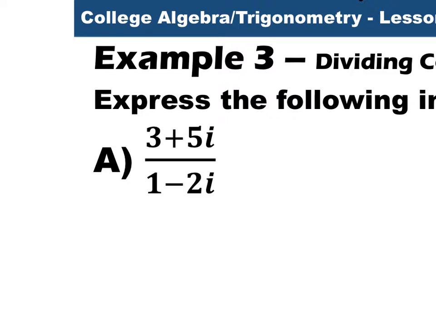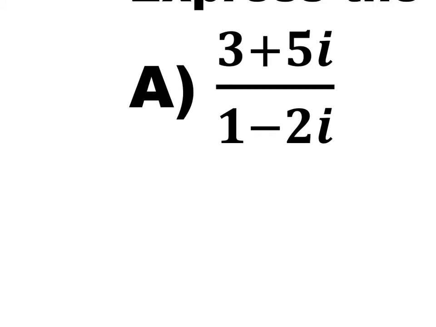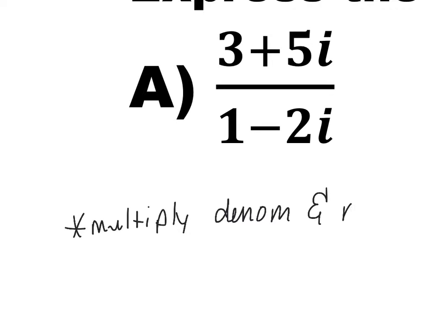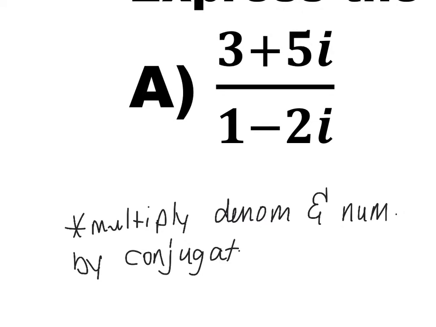So if you want to write yourself a little note, I think it's a good idea. I'll write it down too. Multiply denominator and numerator by conjugate of denominator. Sounds difficult. It's not. Remember, in a fraction, what you do to the bottom, you do to the top.